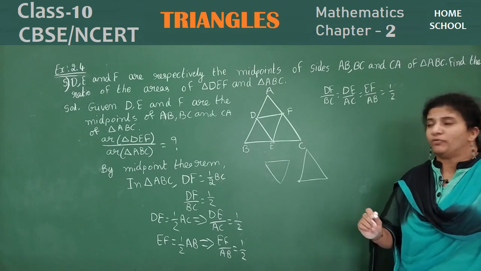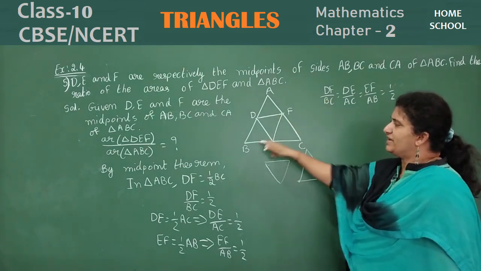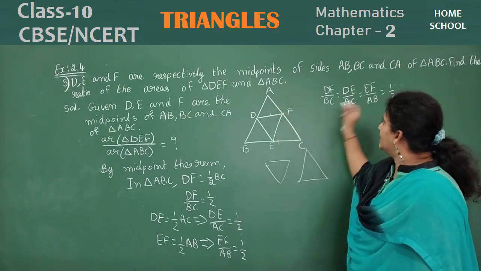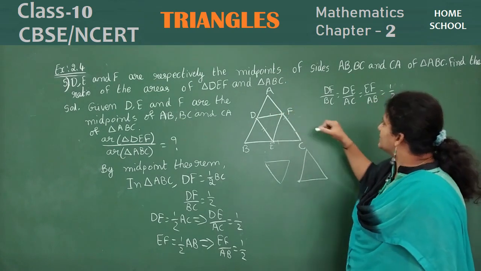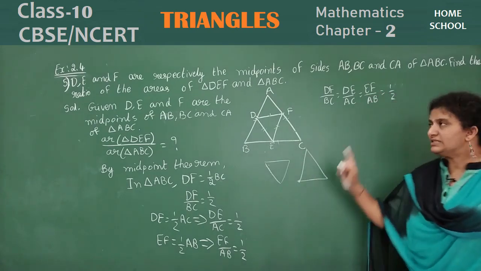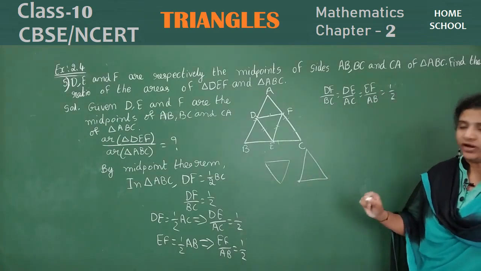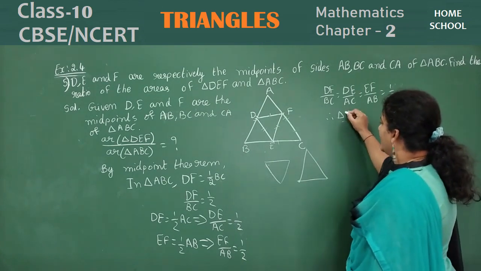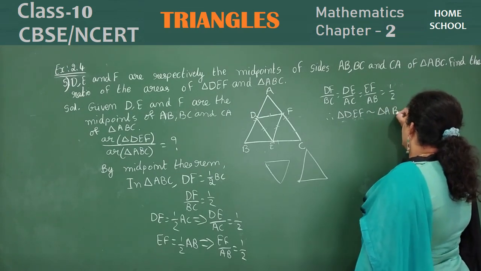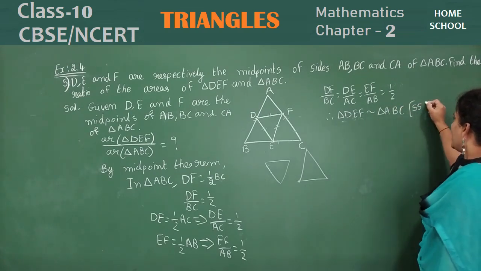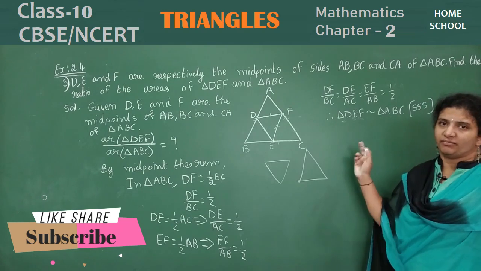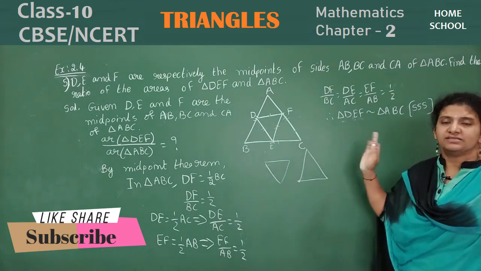If they are in proportion, so observe here DF, BC, this triangle and this triangle, right? DF, BC, DE, AC, and EF, AB. So these ratios are in proportion. So what can I say, therefore, triangle DEF is similar to triangle ABC. How can I say, children? By SSS side proportionality theorem, I can say that they are similar.